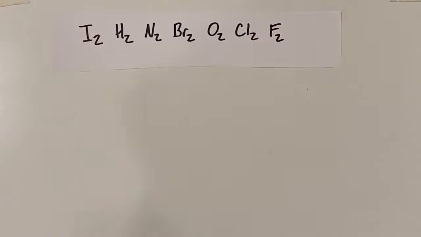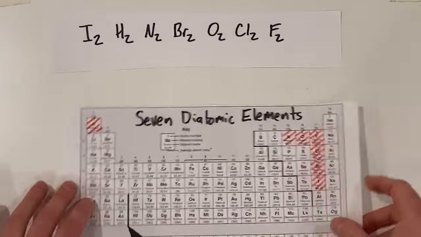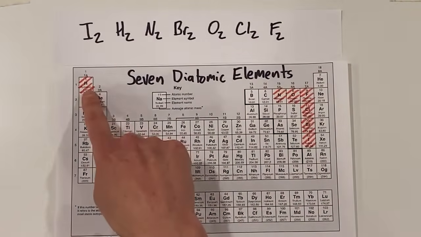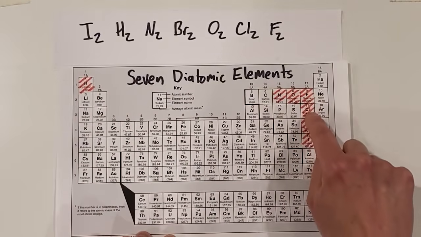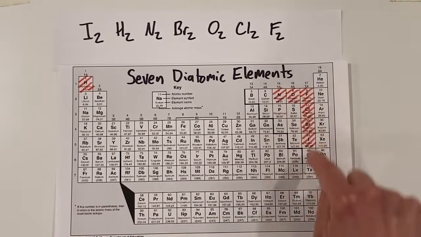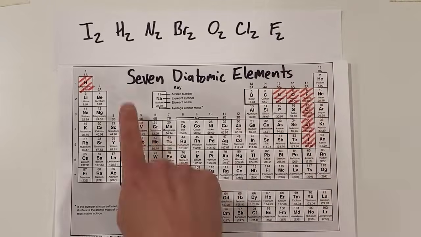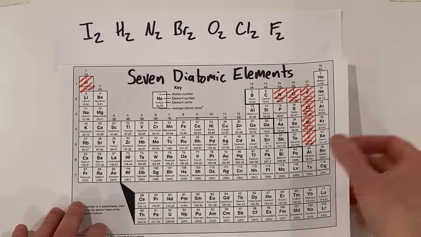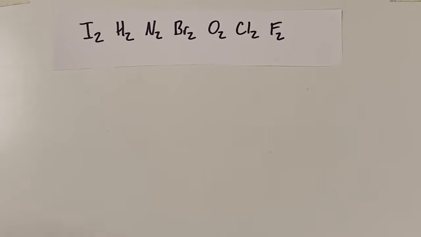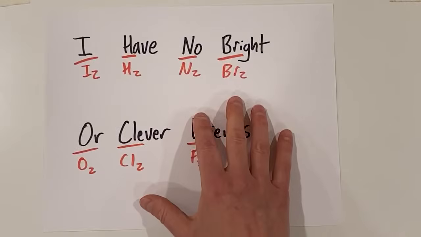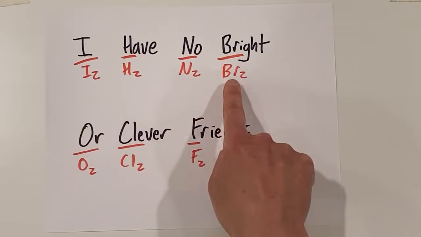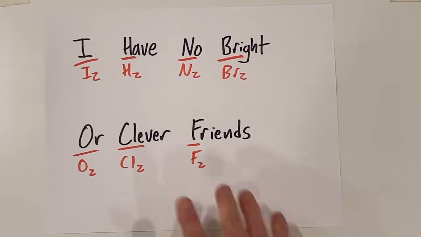All these nonmetals here, and I'll show you on a periodic table, these ones here. You'll see why I have this order in just a moment. But we've got hydrogen, nitrogen, oxygen, fluorine, chlorine, bromine, and iodine. You'll actually notice, if you're a visual person, these over here look a little bit like a 7. So we got hydrogen plus these over here. So 7 total. What's another way you can remember them? Well, if you like mnemonics, I like this one here. I have no bright or clever friends. So I for iodine, H for hydrogen, nitrogen, bromine, oxygen, chlorine, and fluorine.